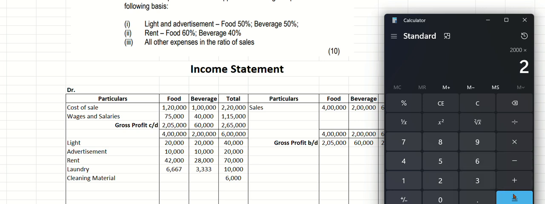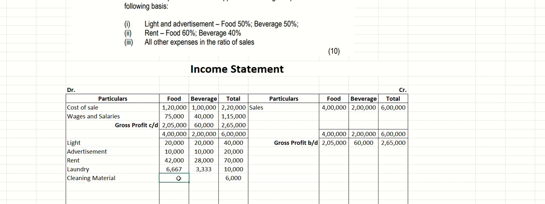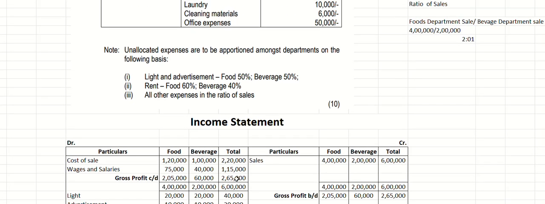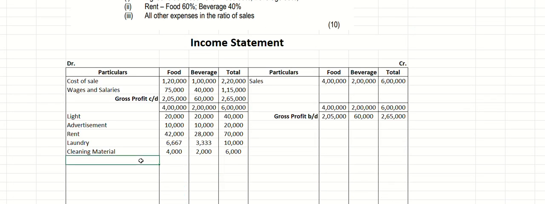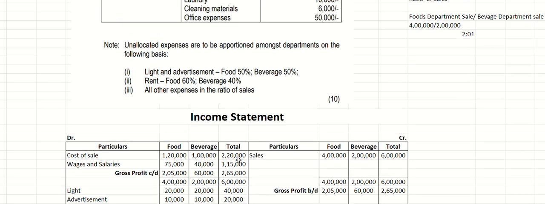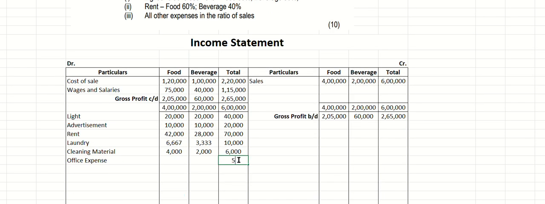So out of this, I am going to give 2 parts to whom? Foods department. 2,000 into 2, that is 4,000. Now what is remaining? Just 1 part, that is 2,000. So 4,000 plus 2,000 is equal to 6,000. The last expense is office expense. The total office expense is 50,000 rupees. Oh my god.